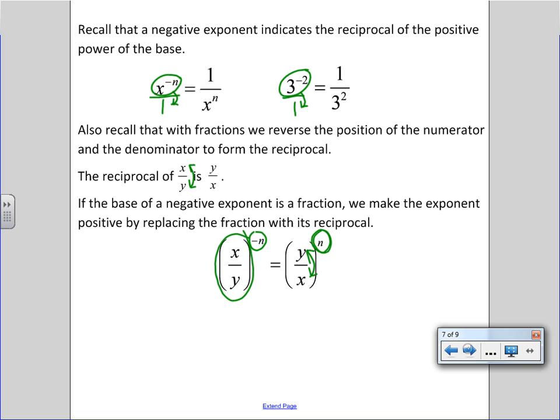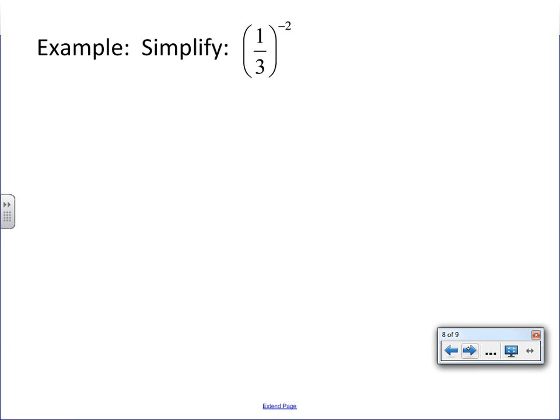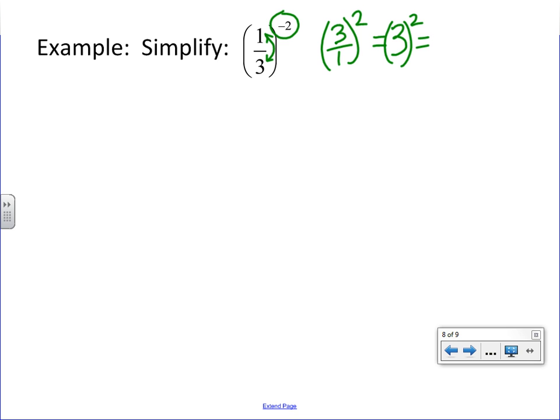Alright? So for example, it wants us to simplify. In order to make this -2 a positive, I'm just going to take the reciprocal of what's inside those parentheses. So instead of 1/3, I'm going to end up with 3/1. And instead of a negative, it'll change to a positive. This is the same as saying 3 to the second power, which we all know is 9.